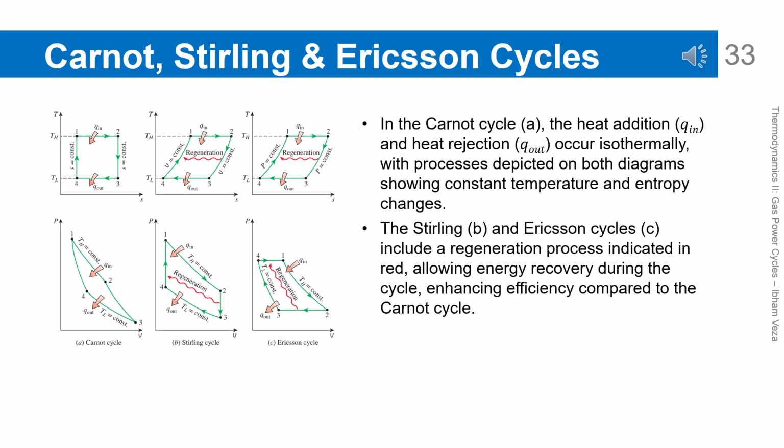Comparing Carnot, Stirling, and Ericsson cycles with TS and PV diagrams. This figure compares 3 important cycles using TS and PV diagrams. In the Carnot cycle, heat addition and rejection occur isothermally. In the Stirling and Ericsson cycles, a regeneration process is included and shown in a different color. This regeneration requires part of the thermal energy to be recovered within the system. This comparison shows how non-Carnot cycles can approach Carnot efficiency with the help of a regenerator.